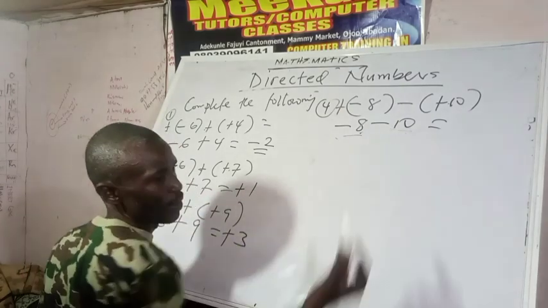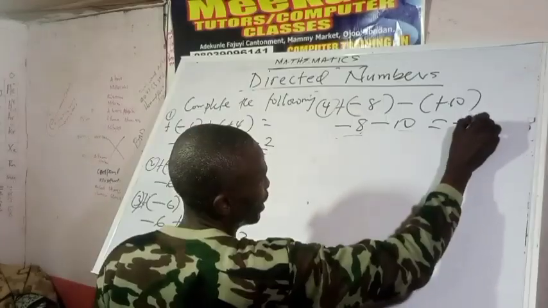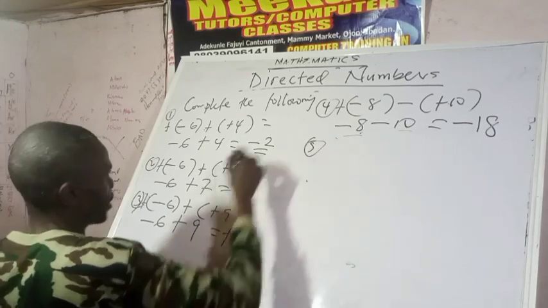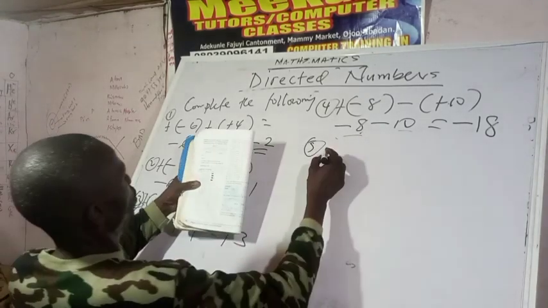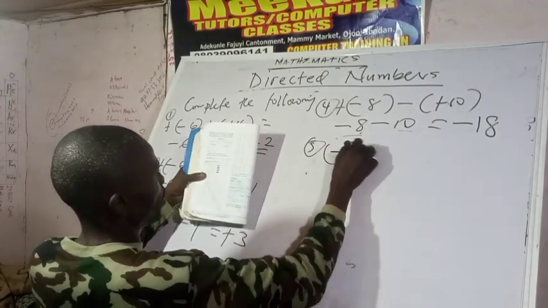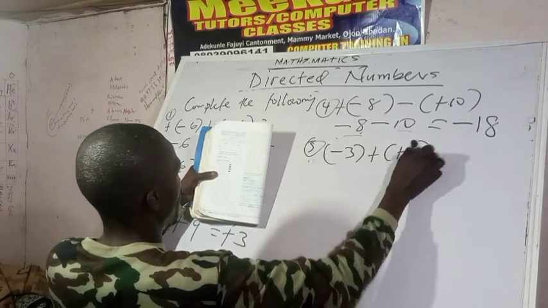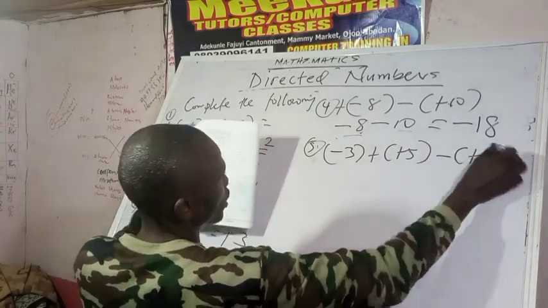You are still owing another 10. What do you have? Minus 18. Let's see another direct one. What if you have minus 3 plus 5 minus plus 8?